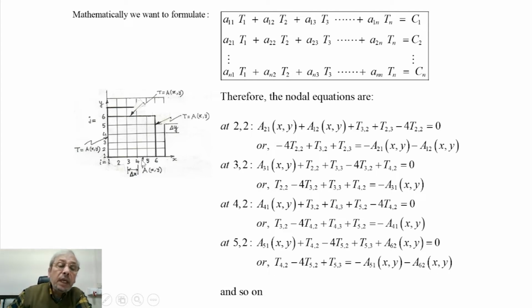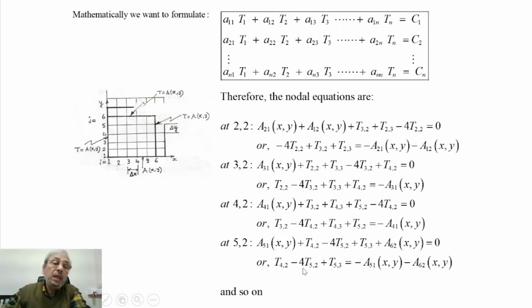Now we come to the point 5,2. Here, A51 and A62, these are boundary points we have written. Otherwise, A42 and A53 are added, and then minus 4 times T52. Again, we move the known terms on the right hand side, and the unknown terms on the left hand side.